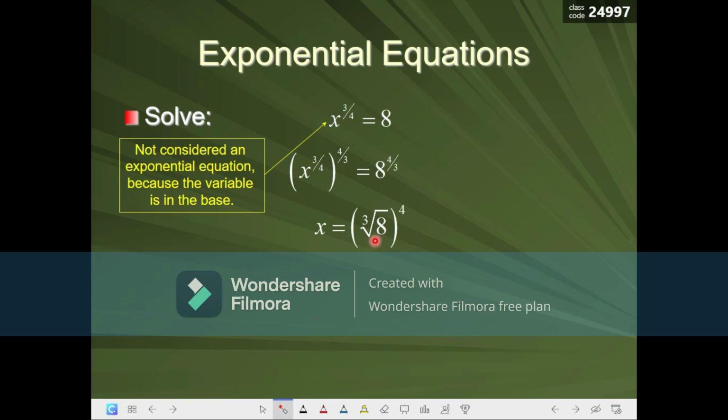And that number is 2. That is 2 times 2 times 2, that is 8. So the cube root of 8 is 2. Then raised to the power of 4, then x is equal to 16, meaning multiply 2 by itself 4 times. So that is 16. Okay, let's continue.